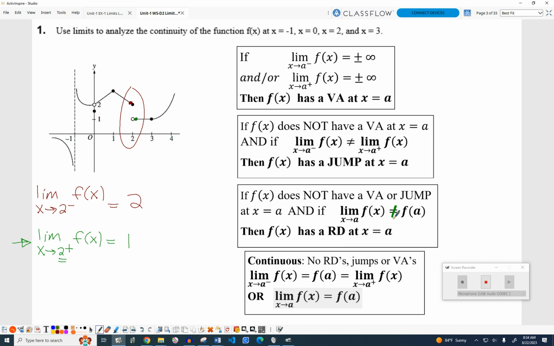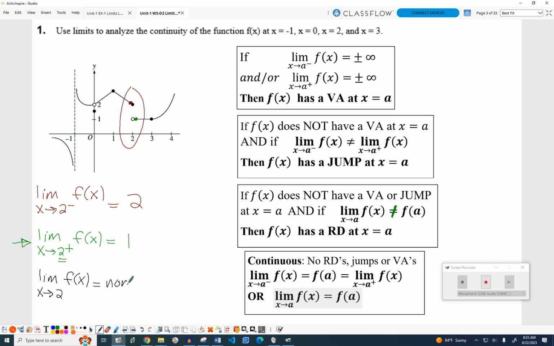Other questions? You finish this off by finding the overall limit. I'll let you finish at home, I think. The overall limit doesn't exist because the left and right are different. The function's value is 2. We have a jump in this case. So in the explanation, you would say, therefore, f of x approaching 2 minus does not equal f of x approaching 2 plus.